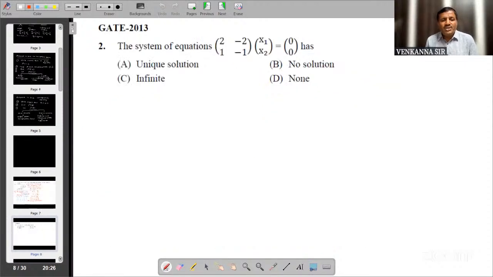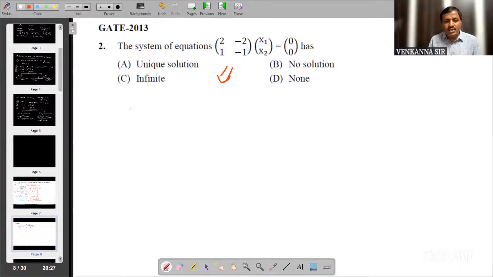Next question. The system of equations with matrix 2 minus 2, 1 minus 1, times x1, x2 equal to 0, 0 has... first of all, what type of equations are they? Can you guess? Homogeneous or non-homogeneous? These are the homogeneous equations. Very good. How to confirm homogeneous equations? Right hand side zeros are there.